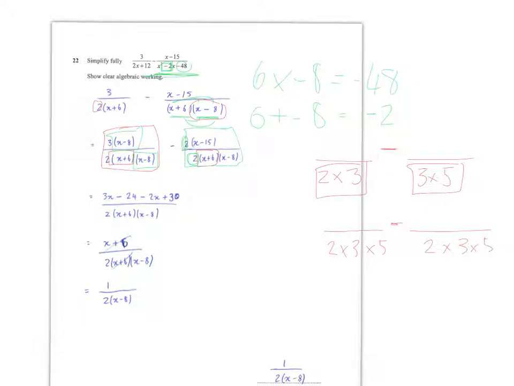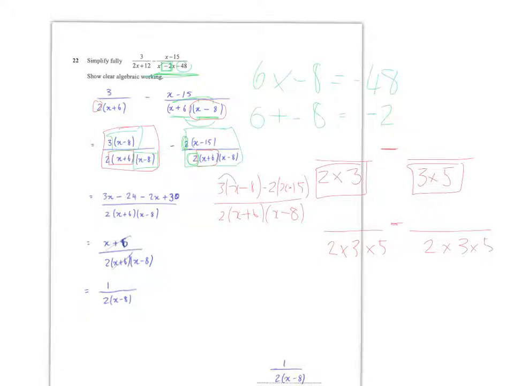Now, because we've got common denominators, we can, in this case, subtract the two fractions. So 3 brackets x minus 8, take away 2 brackets x minus 15, all over 2 brackets x plus 6 brackets x minus 8. At this point we can multiply out the brackets.